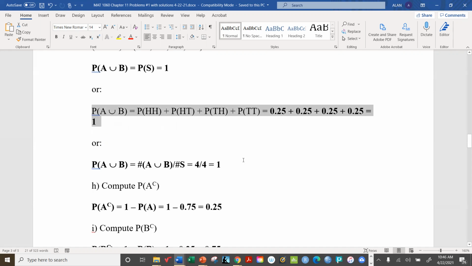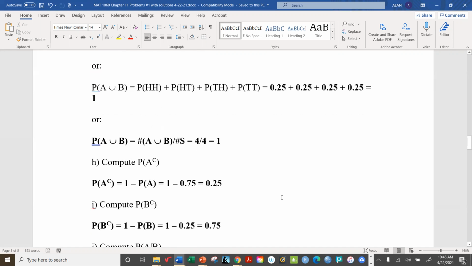Now this is followed by the probability of B complement, and so naturally enough, you'll use the same rule. We'll just go ahead and calculate 1 minus the probability of B, which is 1 minus 0.25, or 0.75.